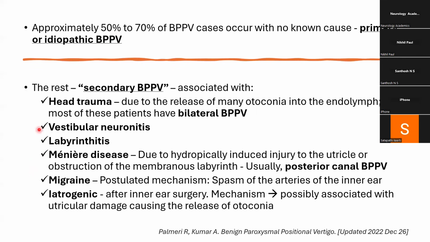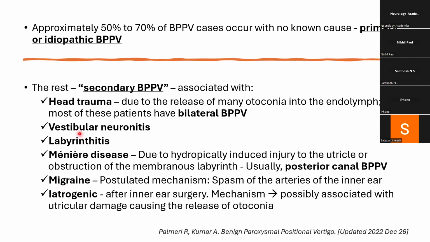Coming to the causes, up to 70% may be primary or idiopathic BPPV, and many secondary causes have also been described. One of them is head trauma, and the mechanism is that there is a release of a lot of otoconia into the endolymph, and they are notorious for causing bilateral BPPV. A similar mechanism also happens after ear surgery, when there is again release of the otoconia.